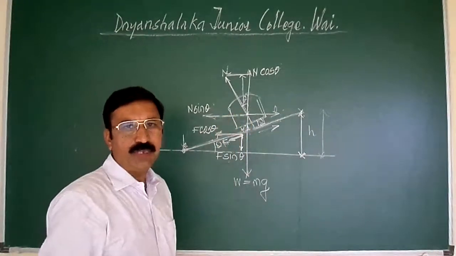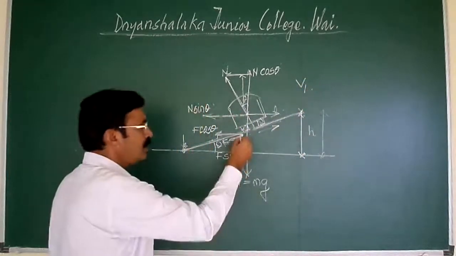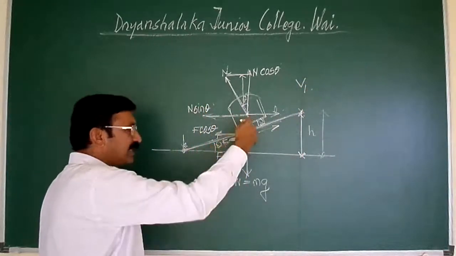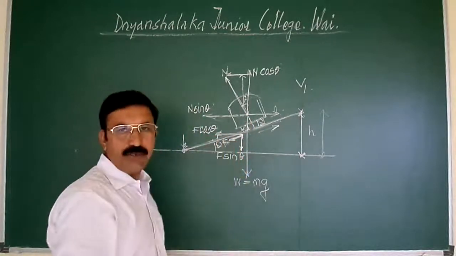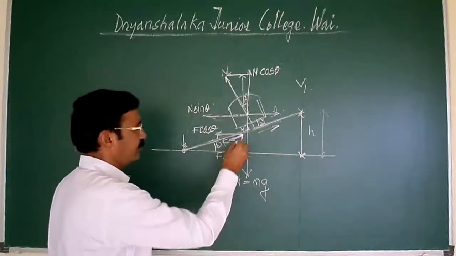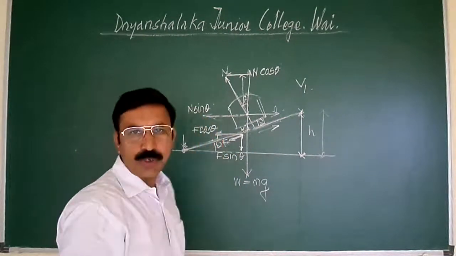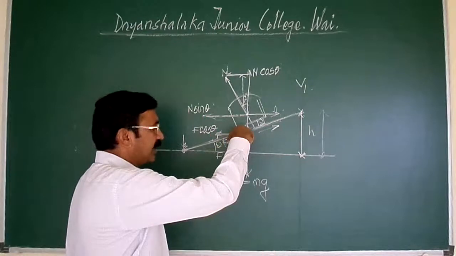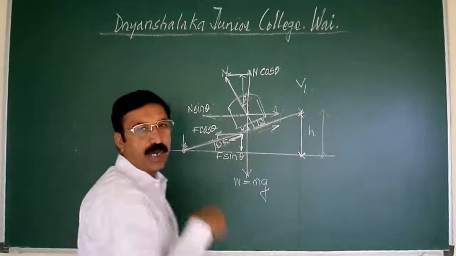Vehicle moves with the maximum velocity v1, the frictional force acts in downward direction. Let us resolve the frictional force into two components: F cos theta, horizontal component, and F sin theta, a component which is acting vertically downward.